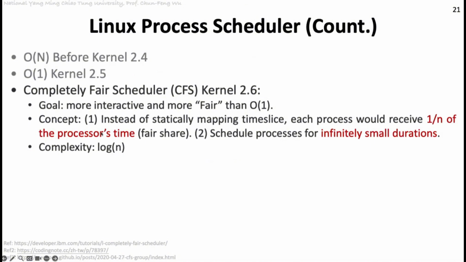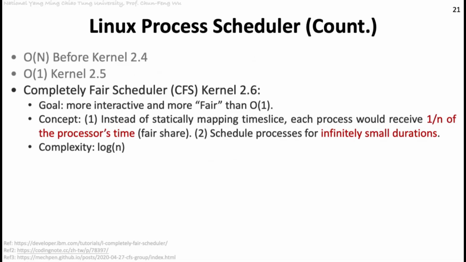So here are two concepts. The first is, instead of statically mapping time slices, each process would receive 1/n of the processor's time. Static mapping means that no matter how many processes there are, if they have high priority, they can get a lot of time slots.